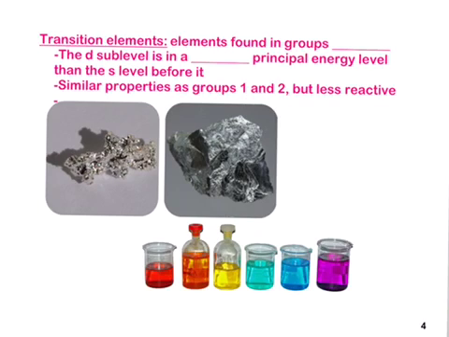So that kind of is a quick run through of our representative elements. But what about those elements in between, or those transition elements in groups 3 through 12? This is your D sublevel. And remember, it's in a lower principal energy level than the S level before it. It has similar properties as groups 1 and 2, but they're much less reactive. And you will find these elements as pure elements in nature.